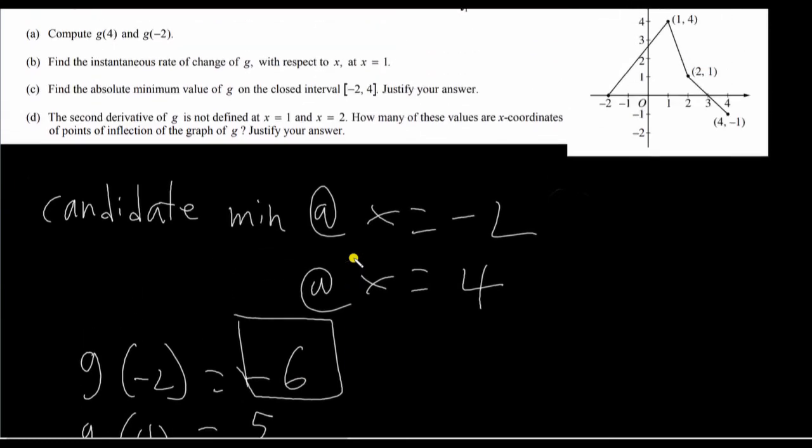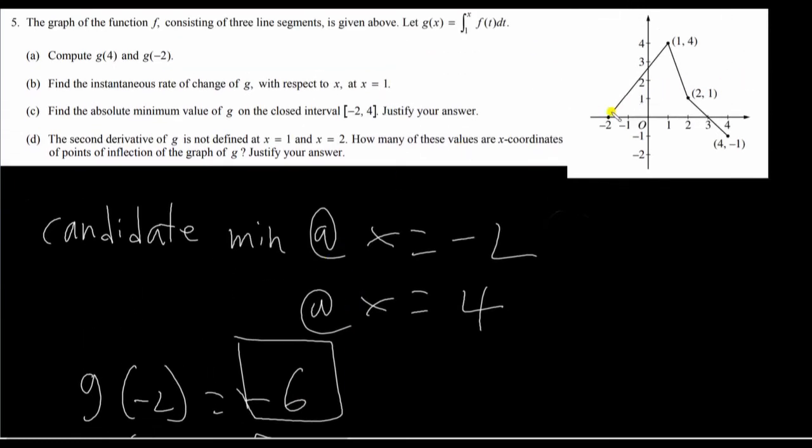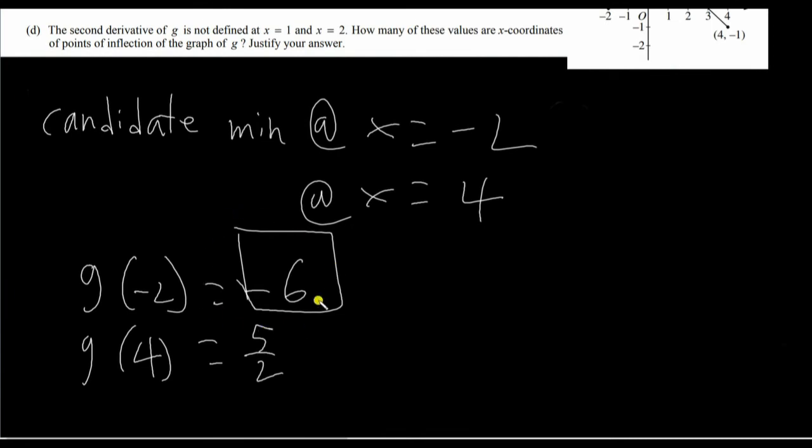And in terms of points, you'd have 1 point for looking at the fact that the function is positive here and negative here. You'd get another point for identifying these two as your candidate points. And you get a third point for correctly figuring out that -6 is the absolute minimum and not 4, or g of 4. Okay, now let's look at part D.